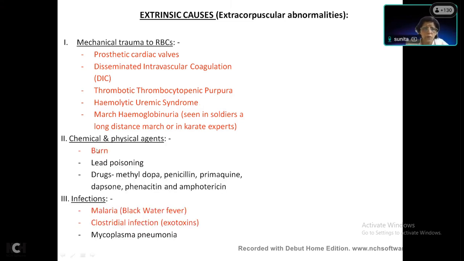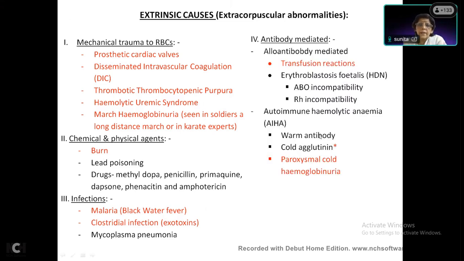There are other causes also, like physical agents, chemicals, infections like malaria and clostridial infection, which can lead to intravascular hemolysis. Then a very important group is the antibody-mediated group, which is alloantibodies or autoantibodies. Among alloantibodies, the commonest is the mismatched transfusion reaction, or it can be because of erythroblastosis fetalis, which we all know is because of ABO or Rh incompatibility between the mother and the fetus. The ABO is more common but less severe, Rh is more severe but less common.